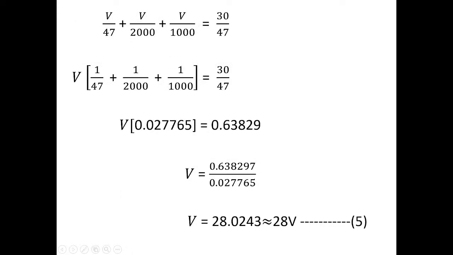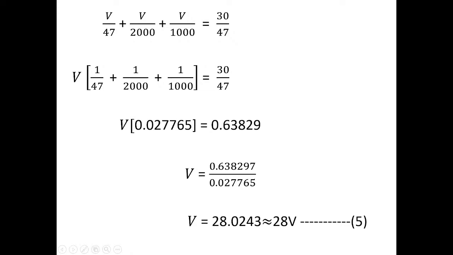So V by 47 plus V by 2000 plus V by 1000. I have sent that minus 30 by 47 to the right side. So it has become 30 by 47. You will get here, take V common and simplify this. You will get V into 0.027765. 30 by 47 is 0.63829. And so V is equal to 0.6382 divided by 0.02776. You just divide it, you will get V equal to 28.0243, approximately equal to 28 volts.